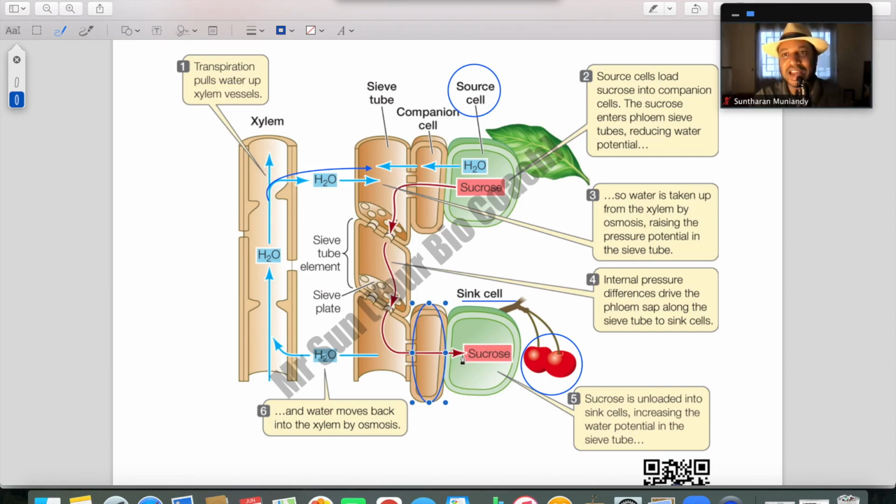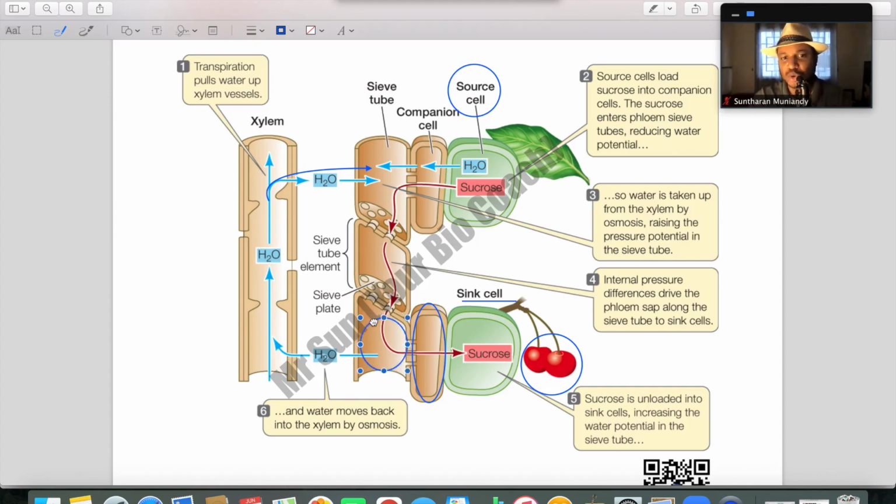So they're going to pump that against the concentration gradient, and they're going to continuously do that until this part here is going to have low sucrose content. Okay, the concentration of sucrose in this part of the sieve tube, which is very near to the sink cell, is going to be low, because sucrose has now been pumped out from the sieve tube and brought into the sink cell like fruits and tubers and so on.